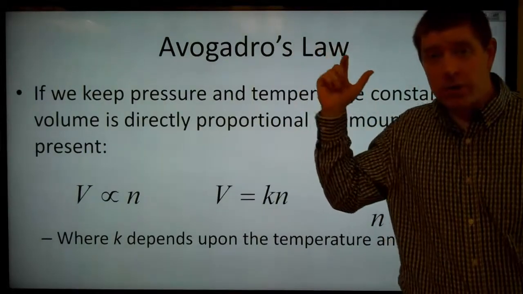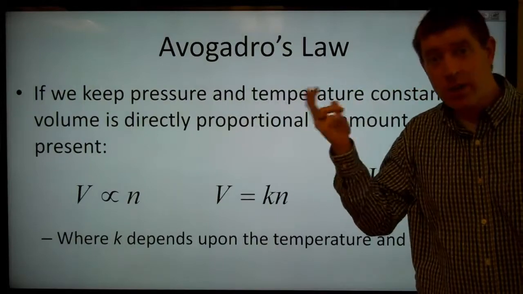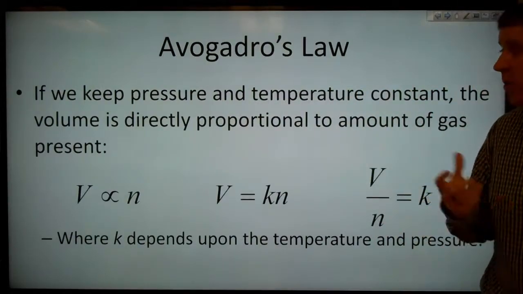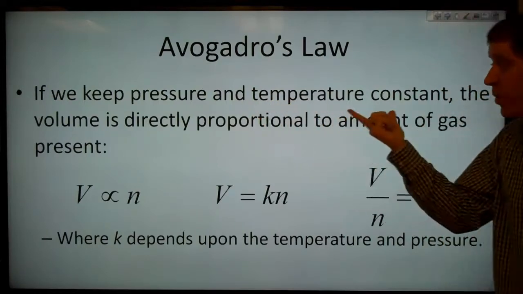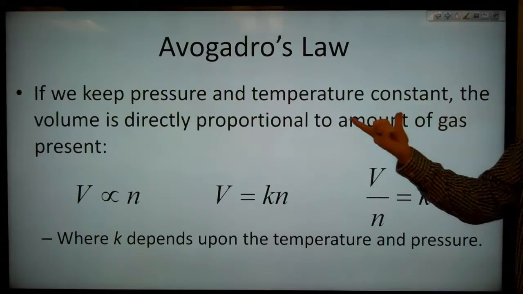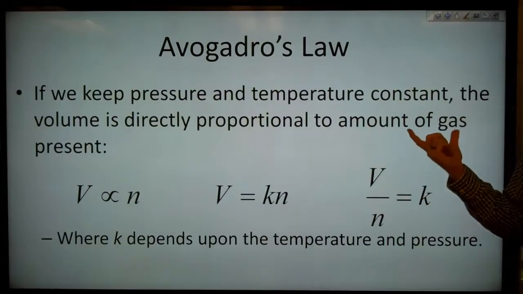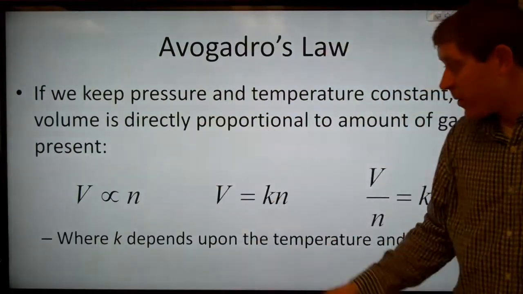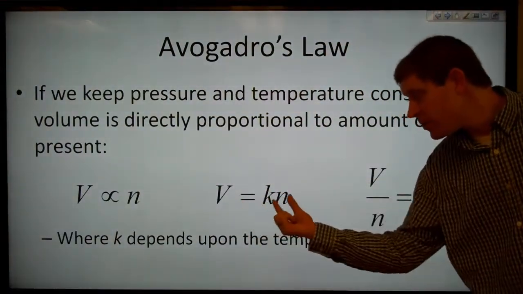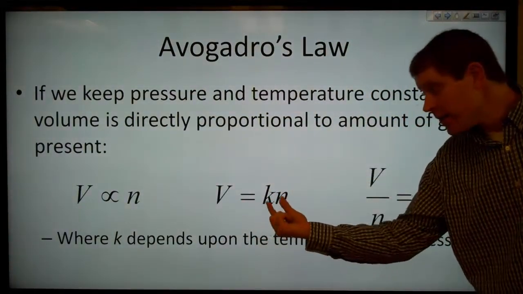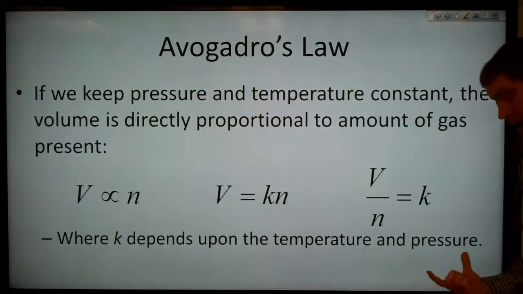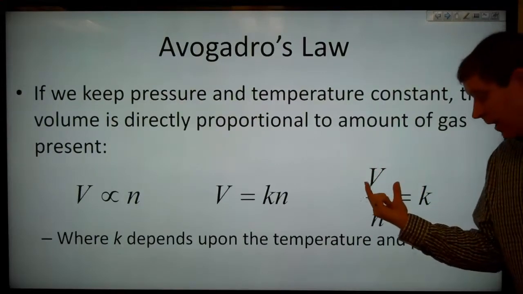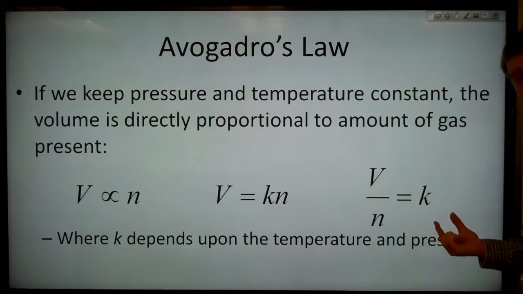So that was Charles's law, so the volume temperature relationship. So now let's look at Avogadro's law, the volume number of moles relationship, or amount of substance. So if we keep pressure and temperature constant, then the volume is directly proportional to the amount of gas present. So volume is directly proportional to the number of moles. We can write it that way, or we can write it this way: volume is equal to number of moles times some constant K. The value of that constant K depends on the temperature and the pressure. We can also write that this way: the volume divided by number of moles is equal to some constant K.